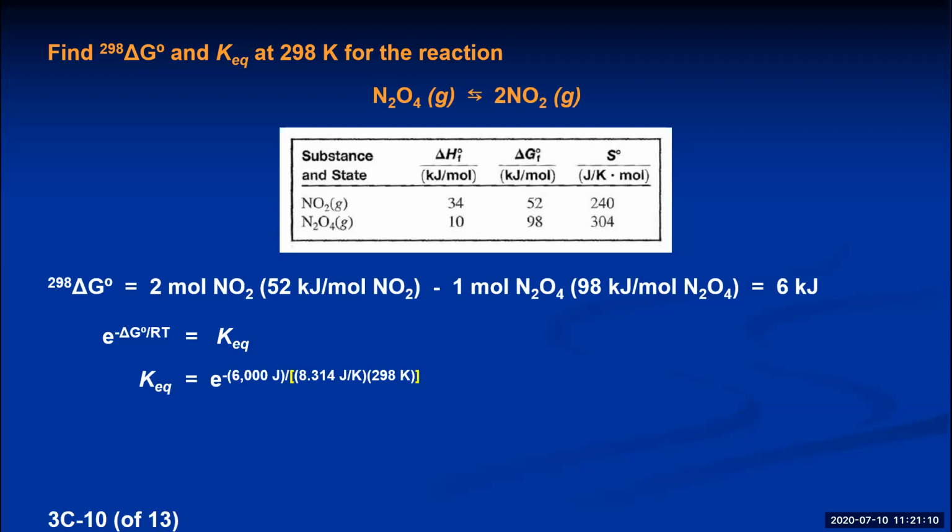Is it going to come out greater than 1 or is it going to come out less than 1? Because you have a delta G naught value that's positive, that means the equilibrium constant should come out less than 1, and in fact it does. 0.09 would be the equilibrium constant for this particular reaction.